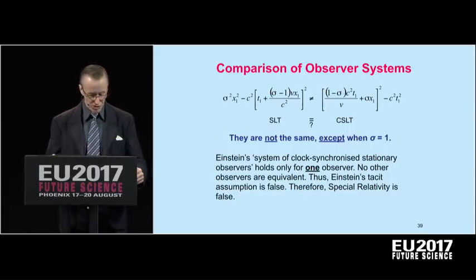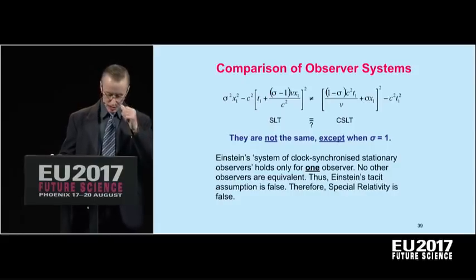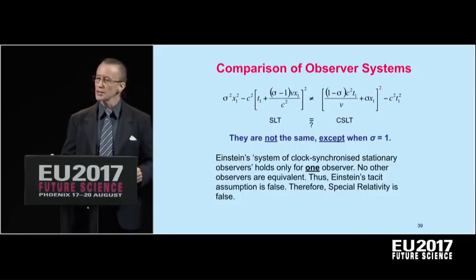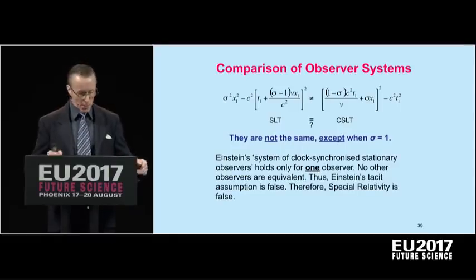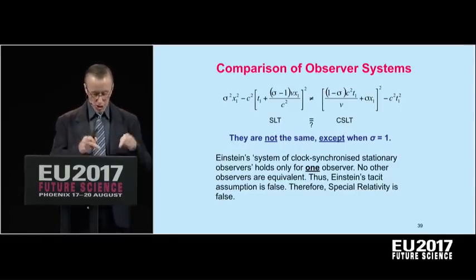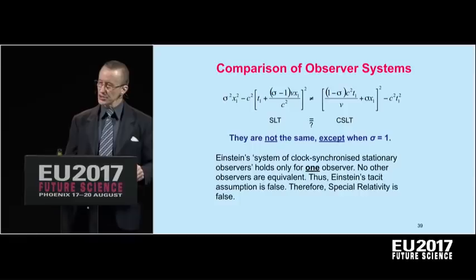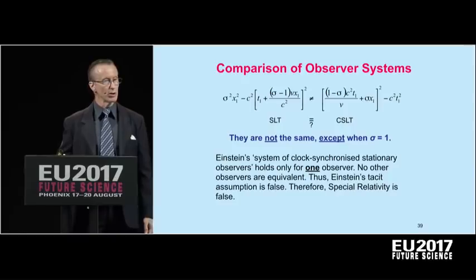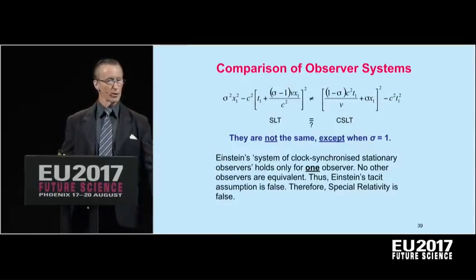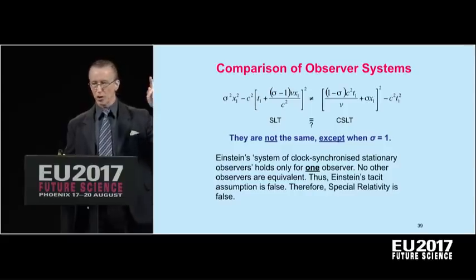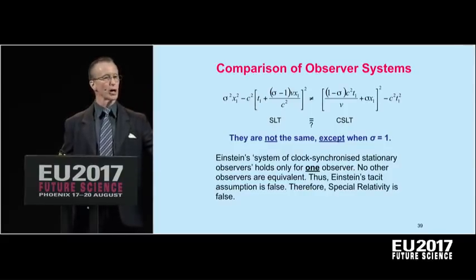Now we compare the observers. Let's take the stationary Lorentz transformation relation from before and equate it to the clock-synchronized Lorentz transformation. They're not the same unless sigma equals 1. If I put in sigma equals 1, this becomes an identity, because in any other case, they're not equal. They satisfy the Lorentz invariance individually, but when they're equated, they only hold when sigma equals 1. That's Einstein's privileged observer, which he allows to speak for all elements of the infinite set of observers.